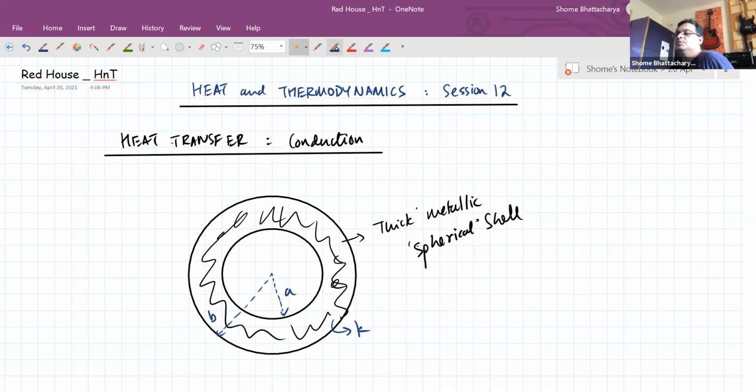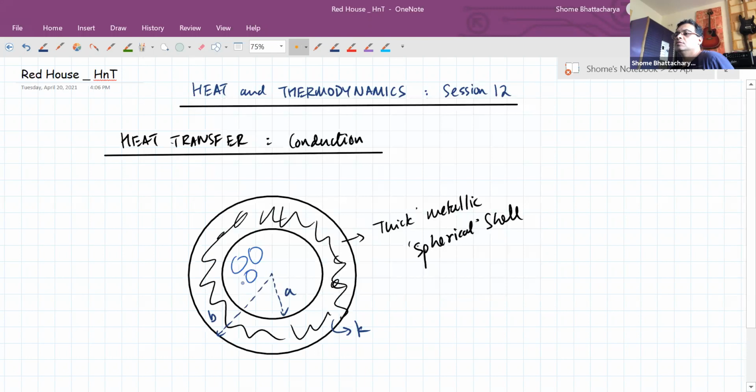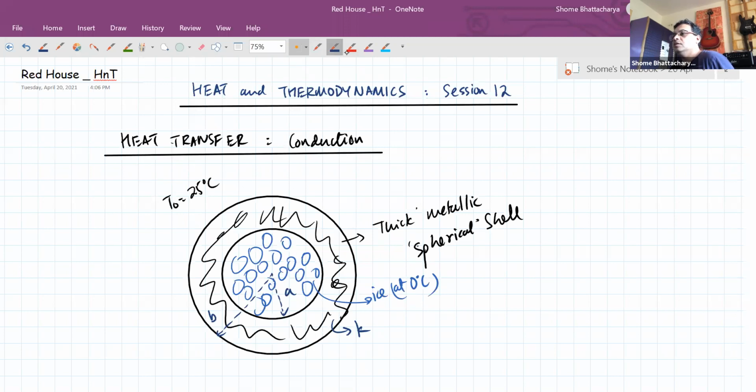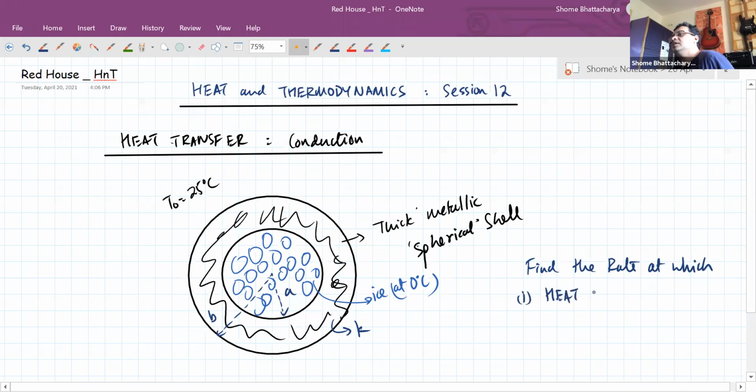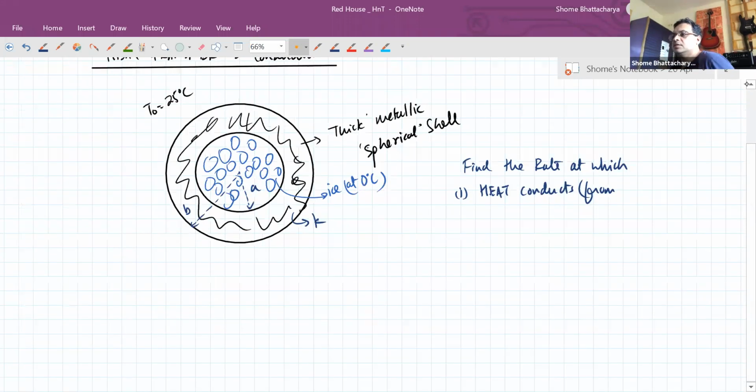Now, for example, if we keep the inside of it packed with ice at 0 degrees C, and the surrounding atmospheric temperature is, let us say, 25 degrees C. So we want to find, first of all, the rate at which heat conducts from the outer surface to inside at steady state. And then we also want to calculate the rate at which the ice melts.